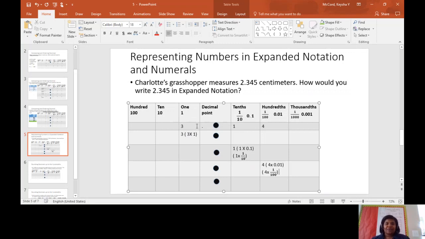Okay, so when you do this in your notebook, use whatever strategy works for you. If you had a strategy that you learned last year from your 4th grade teachers and that works for you, I am totally okay with it. Okay. This is how you represent your numbers in expanded notation and numerals.